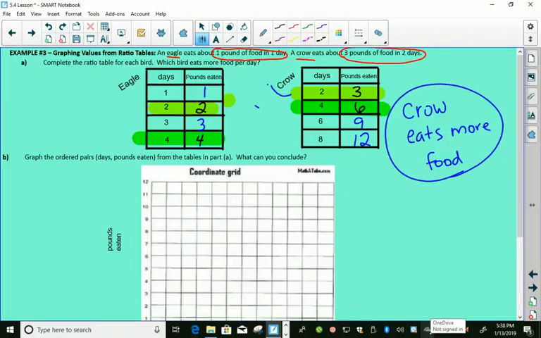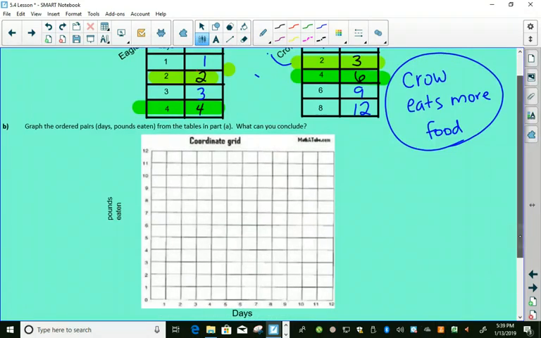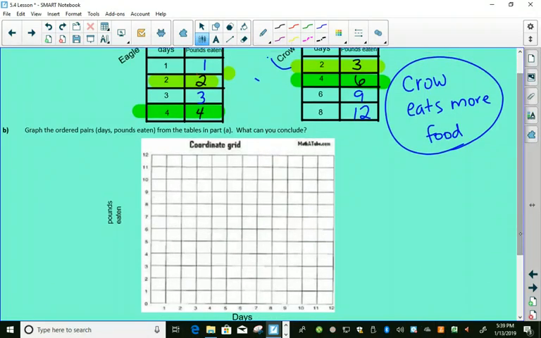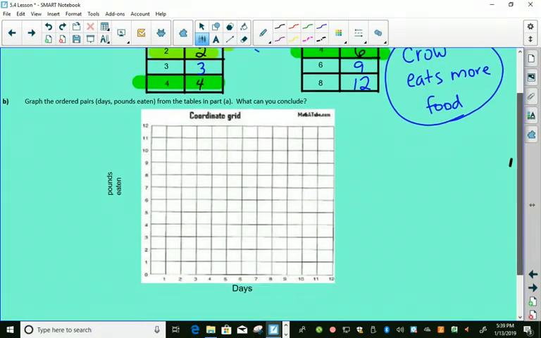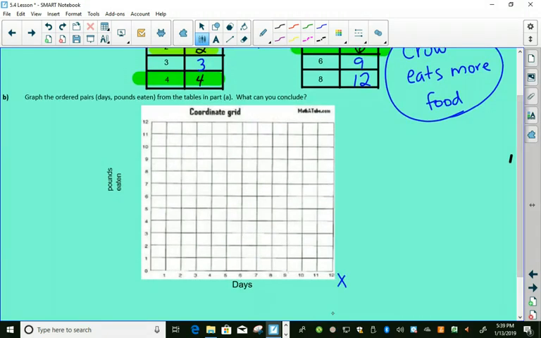Now I'm going to take this information from the tables and graph it. I want you to look down at your graph. The graph has some labels already done for you. This bottom axis here, which we all should know, hopefully, is our x-axis. So we can put a little x here if we want. It relates to the days. And this vertical axis is our y-axis, and it relates to the pounds eaten.